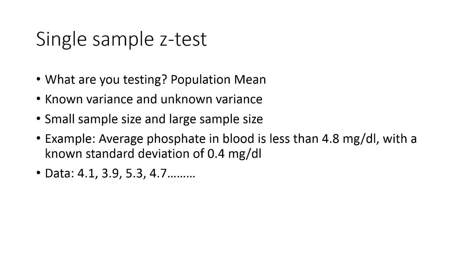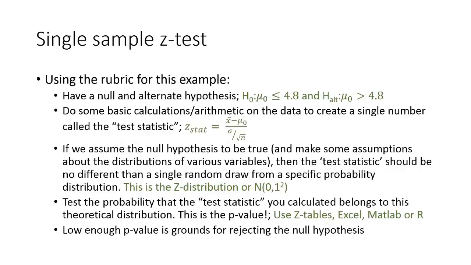Okay, so what do you do with this data, how do you conduct the test? Let's go back to this rubric that we created. So it's like this template that we discussed at the end of last class, to conduct any hypothesis test. So the first bullet point says have a null and an alternate hypothesis, and that's what we're going to do.